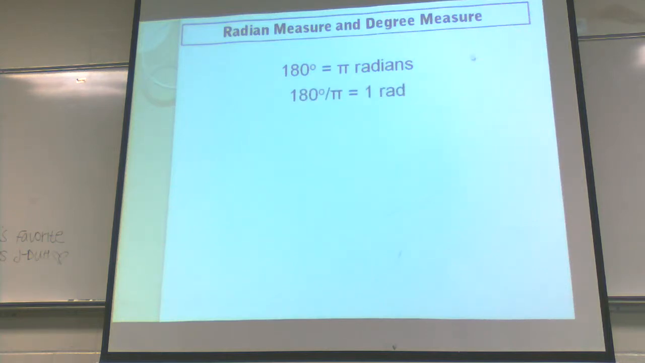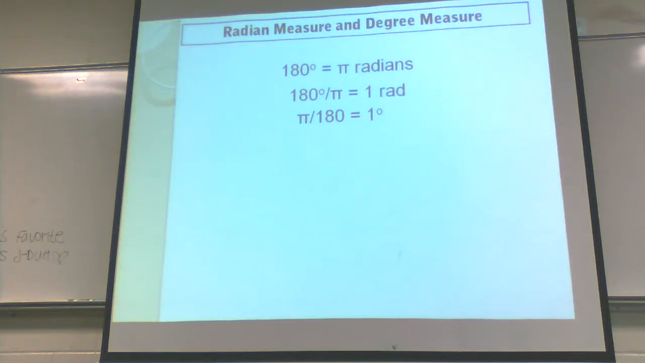Now, for conversion purposes, these two right here would benefit you. It's not necessary to write them out. As long as you remember the idea that 180 degrees equals pi radians, you can pretty much do the conversions without writing those things out. But the 180 over pi and the pi over 180 are going to be the factors you multiply by.